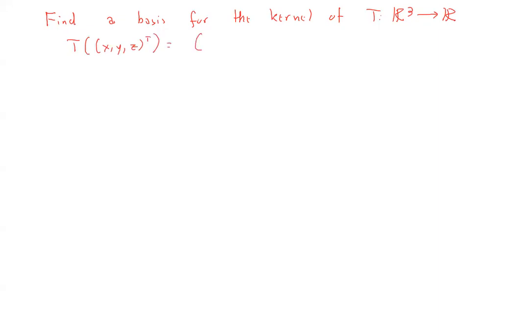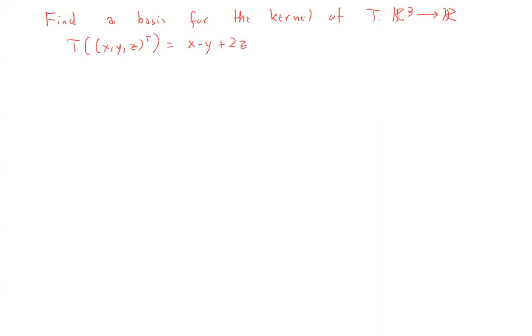So let's do the following. Find a basis for the kernel of T from R3 to R with T of XYZ equal to X minus Y plus 2Z. I don't need a parenthesis because my target space is just the real numbers. Okay, so imagine that this is your linear map.